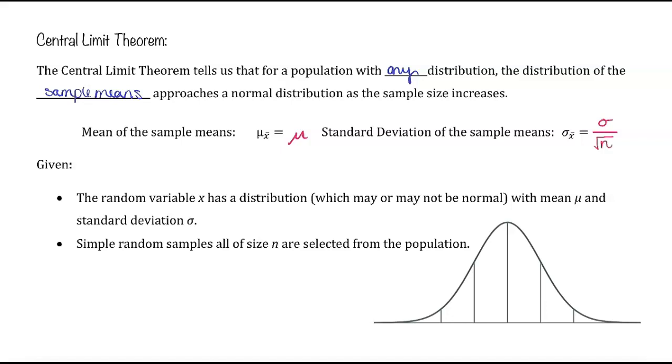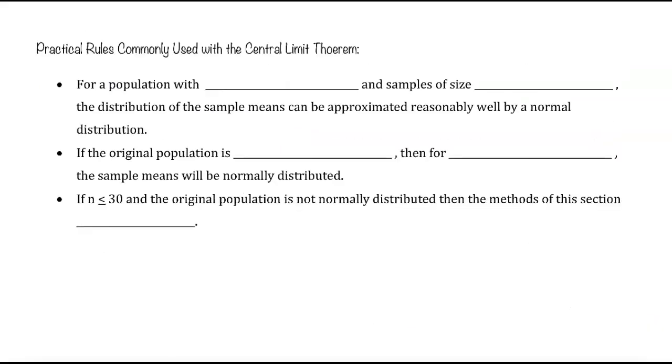What we are given is a random variable x that has any distribution that may or may not be normal. It has a mean mu and a standard deviation of sigma. And we have simple random samples, all of the same size n, selected from this population. And what we find is that the distribution of the sample means approaches a normal distribution as the sample size increases. Here are some practical rules that are commonly used alongside the central limit theorem.